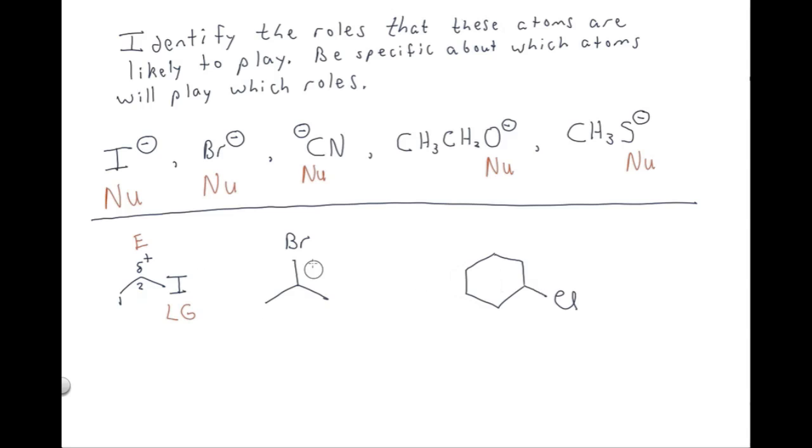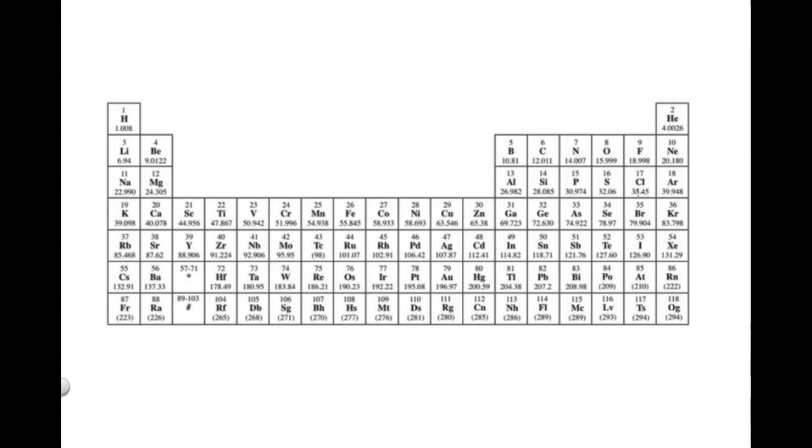Well, here we have a neutral bromine. Neutral bromine is likely to be a leaving group. Negative bromine is nucleophilic. Neutral bromine is a leaving group. Also, bromine is to the right of carbon in the periodic table, so the bromine wants electrons more than the carbon does. Here is bromine in our periodic table, and here is carbon. Bromine is to the right of carbon in the periodic table, which indicates that bromine wants electrons more than carbon does. Neutral bromine wants electrons more than the neutral carbon does.